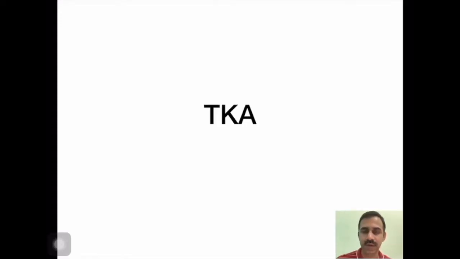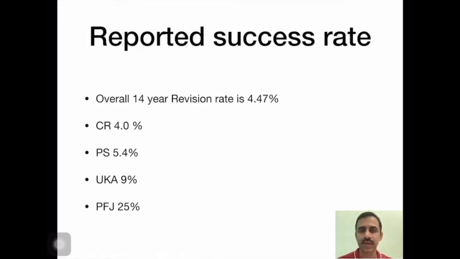Today we will be discussing the fundamental principles of total knee arthroplasty. So what is the reported success rate? Overall, the 14-year revision rate is around 4.47%. For CR, that is cruciate retaining, it is 4%. For posterior stabilized knee it is 5.4%, unicompartmental knee it is 9%, and patellofemoral joint alone it is 25%.